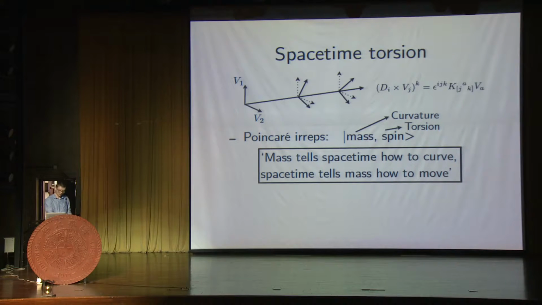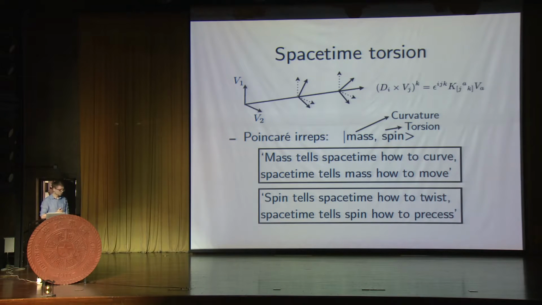We know mass tells spacetime how to curve, spacetime tells mass how to move, thanks to John Wheeler. So we can make an analogous observation in the present context, that spin tells spacetime how to twist, and spacetime tells spin how to precess. You don't need to be afraid of torsion.